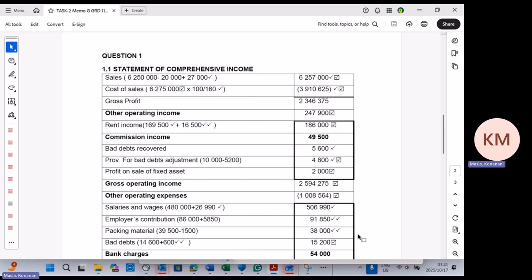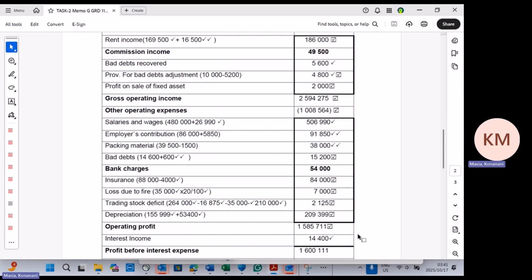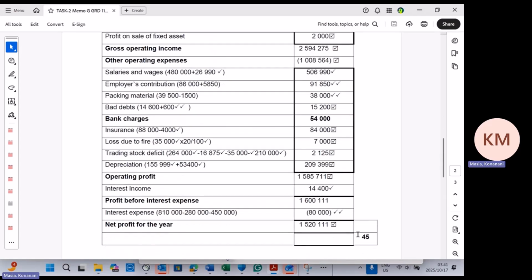Okay, then students, all I can say for now is to understand the structure of the income statement. How to determine your net profit is very important. If you know what items go to the income statement, then it becomes easier to do the calculation.